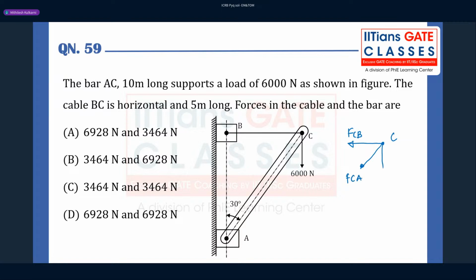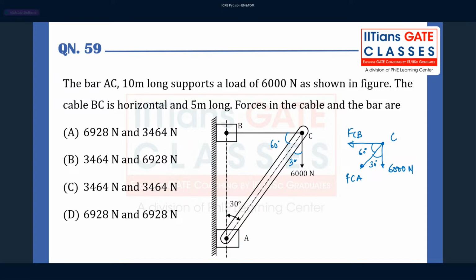And we have a force which is acting downward, that is 6,000 Newton. This angle is 30 degrees, so this angle has to be 60 degrees. And this has to be 30 degrees because alternate angles are equal. So either we can use the sine rule or we can just do the summation of horizontal forces and vertical forces and get the answer.